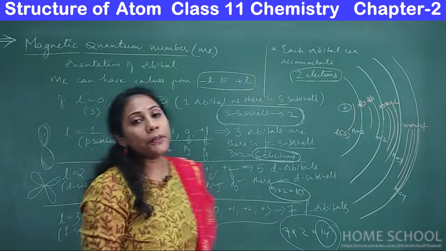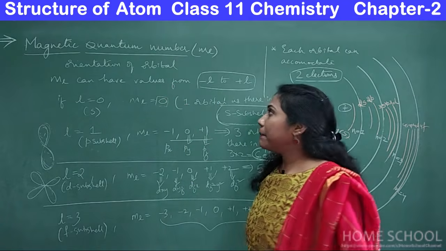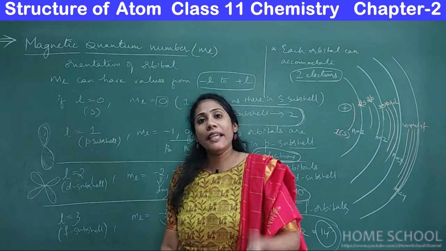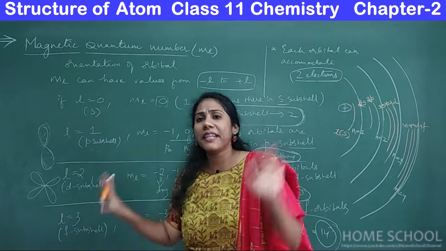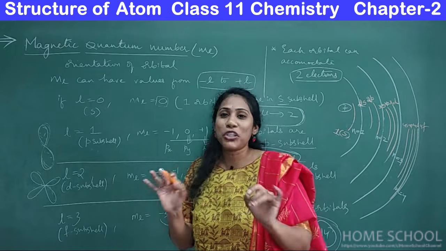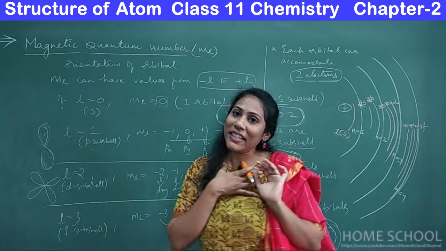Okay, so I hope the concept about the magnetic quantum number has become clear. Now we will discuss the spin quantum number, and after that I'll give one big summary in the form of a table. So do watch the video till the end. With that, all your doubts and confusions will get cleared.